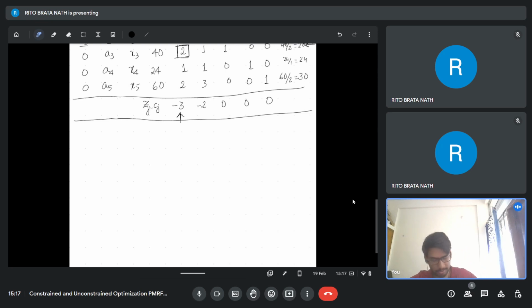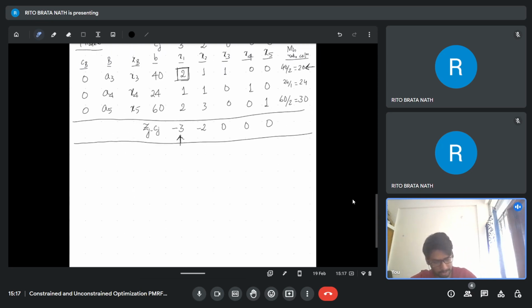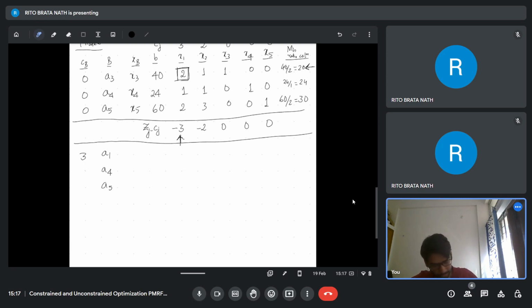So this is the CB column and the B column; first fill that up. A1 will come into the basis, then A4, A5, and for A1 the cost is 3, and for the others it is 0, 0. XB is X1, X4, and X5. So that's fine.